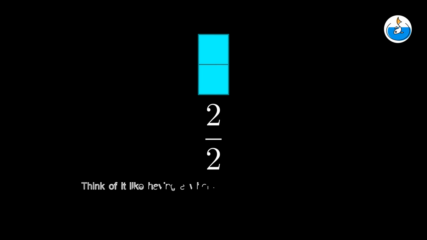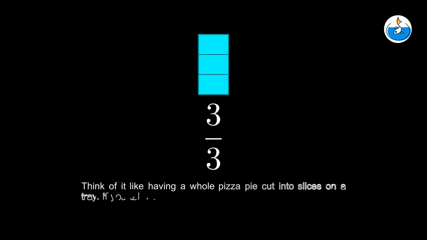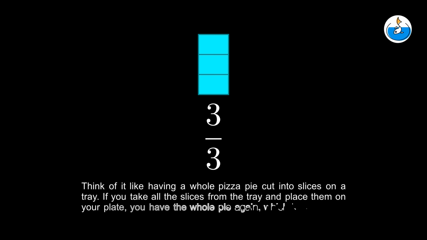Think of it like having a whole pizza pie cut into slices on a tray. If you take all the slices from the tray and place them on your plate, you have the whole pie again, which is equal to 1 pie.